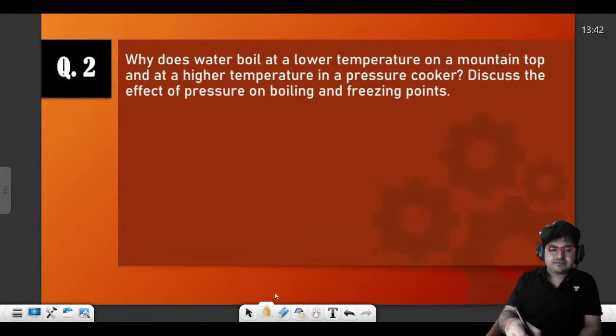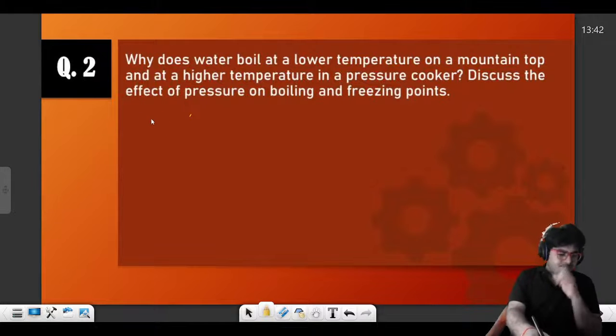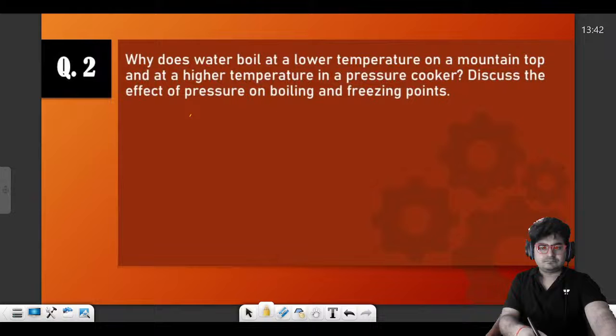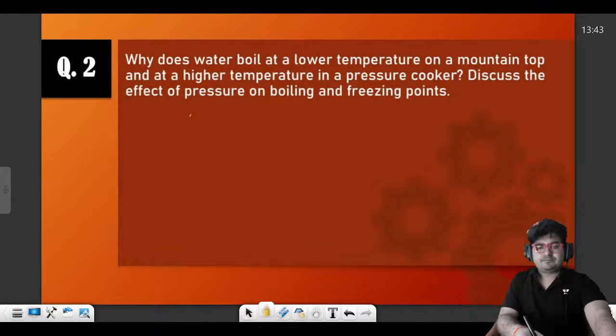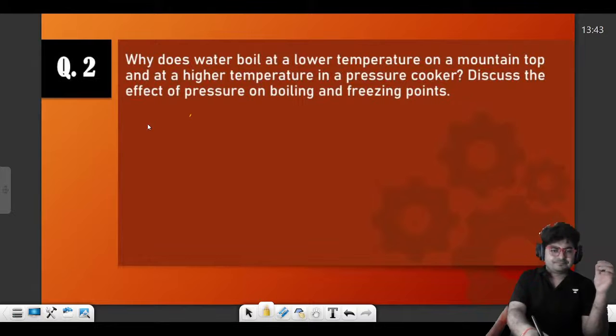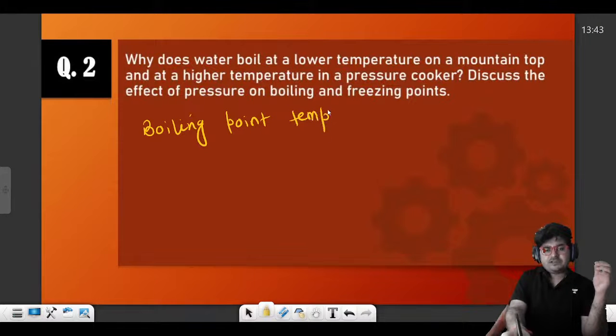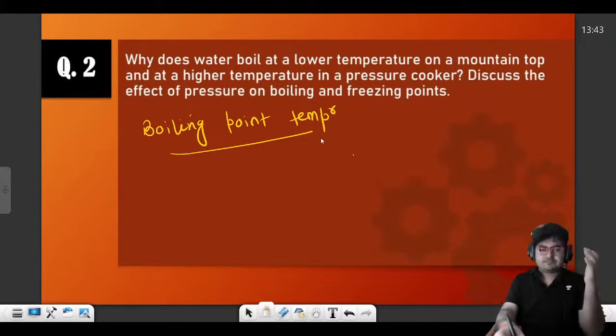So, shall we start our discussion now? So, guys, I hope you know about the boiling point temperature of the water. So, what is the meaning of boiling point? पहले तो उसकी बात कर लेते हैं. Boiling point temperature, or you can say the saturation temperature.